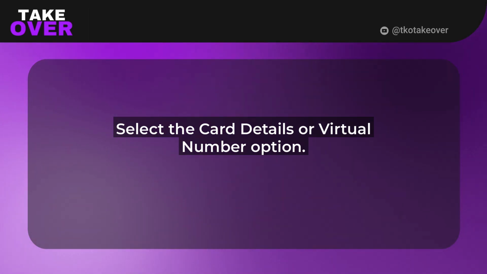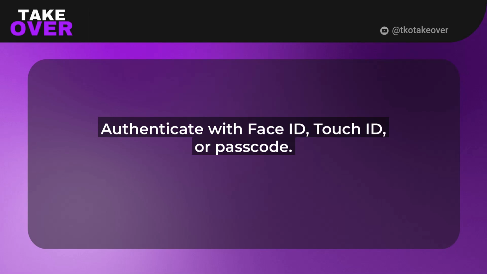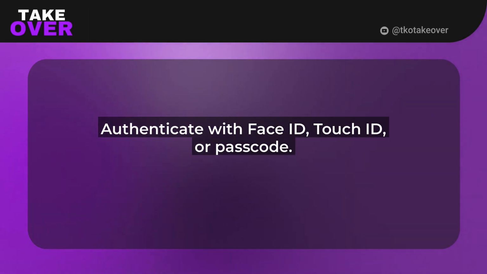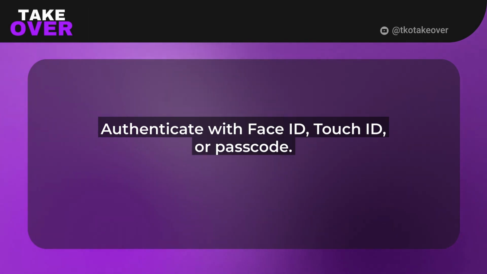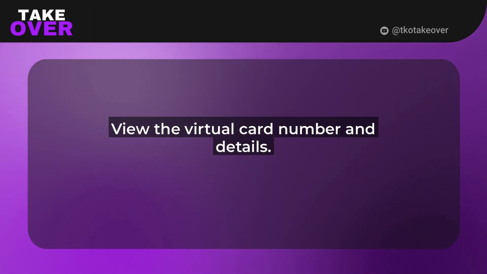For security reasons, your iPhone will ask you to authenticate. This could be with Face ID, Touch ID, or even your passcode. Just follow the prompt to verify it's really you. After authentication, your virtual card number will appear on the screen, along with the expiration date and CVV code. You can view it, and if you need to, there's often a copy option to paste it elsewhere.